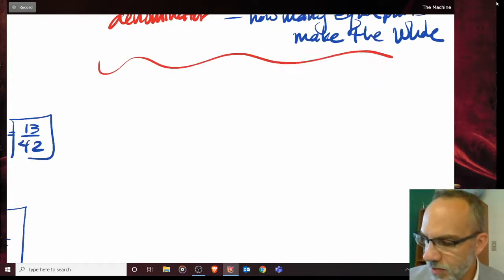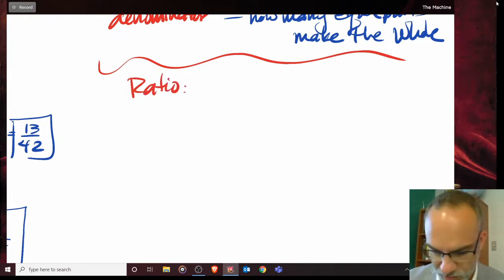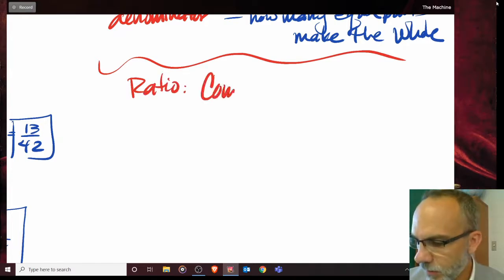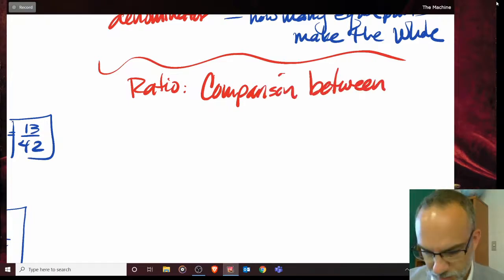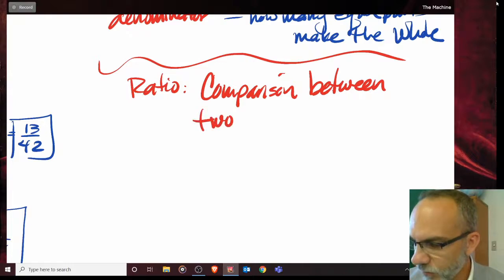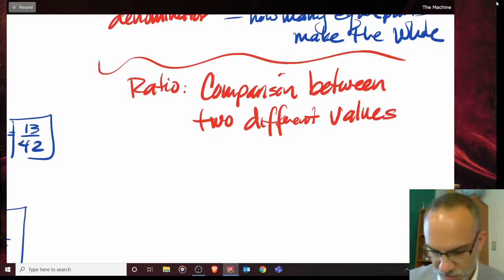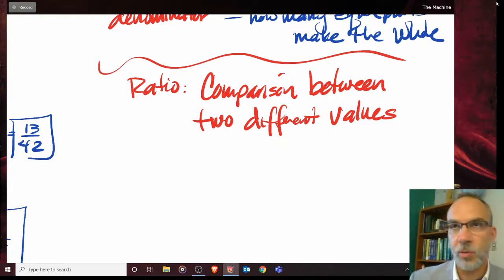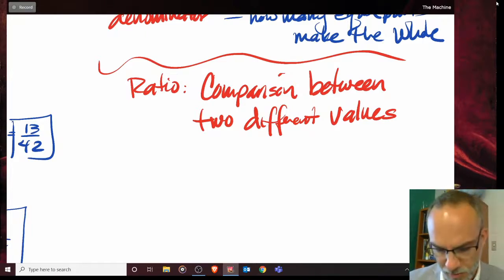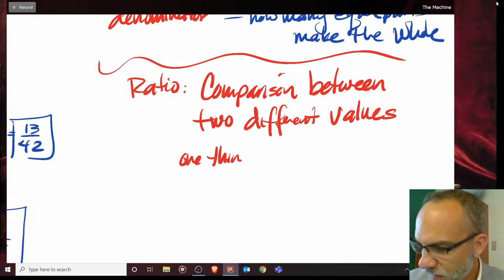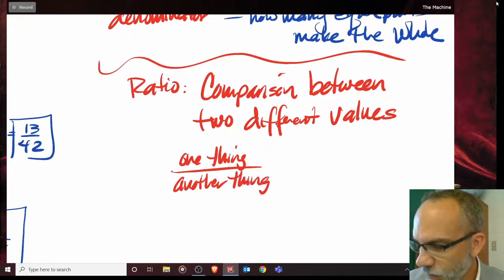Fractions also can tell us a ratio, and I'm almost done. It's a comparison between two different values. So maybe I have like the ratio of males to females in a class or something like that. It's a comparison. They're not the same thing, but it's going to be one value over another value. One thing compared to another thing, something separate.